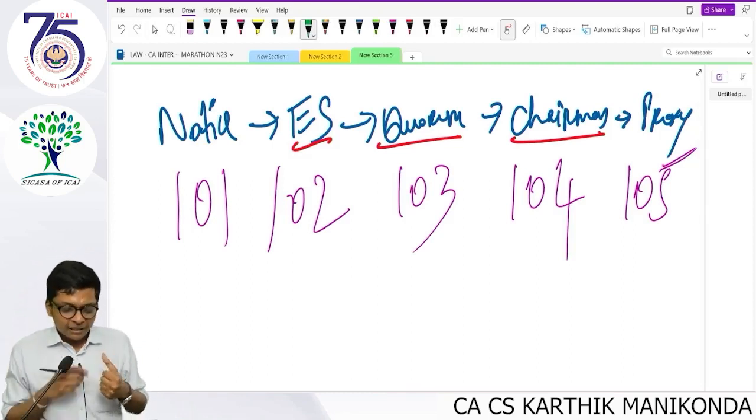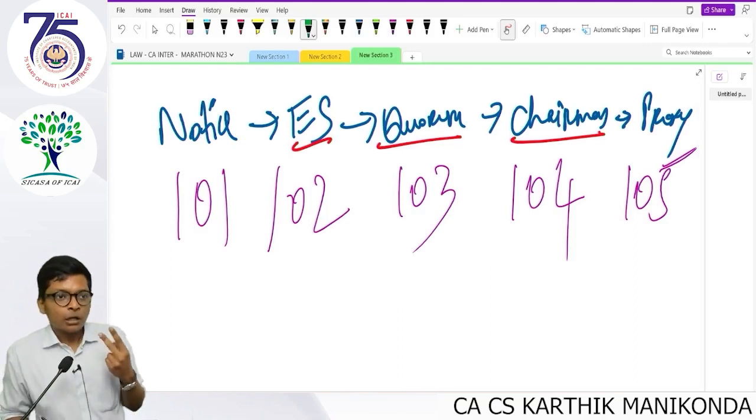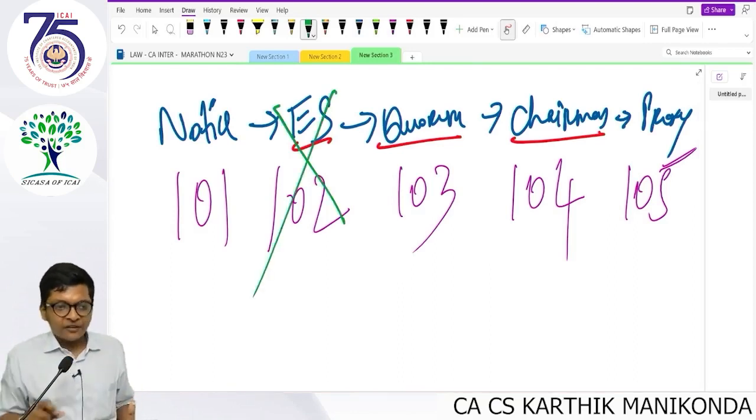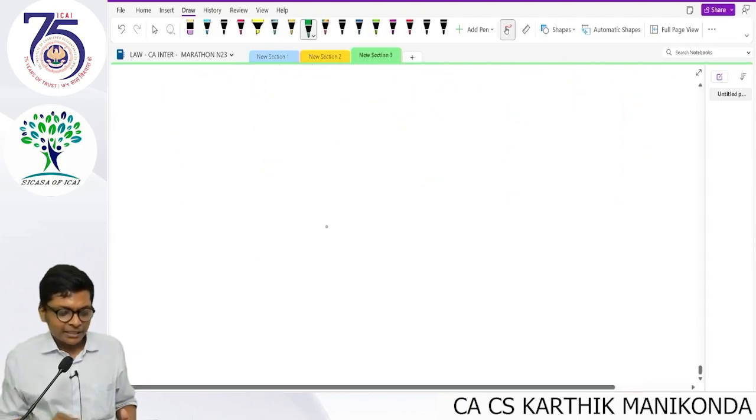So look at the section numbers. 101 is notice. 102, explanatory statement. 103, quorum. 104, chairman. 105, proxy. 102, already we finished. Let's do the other sections quickly.